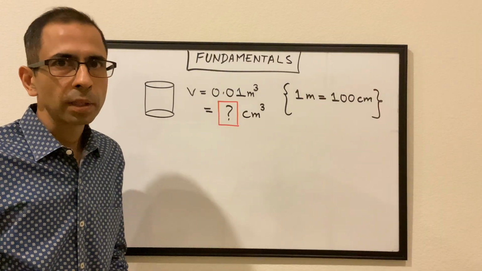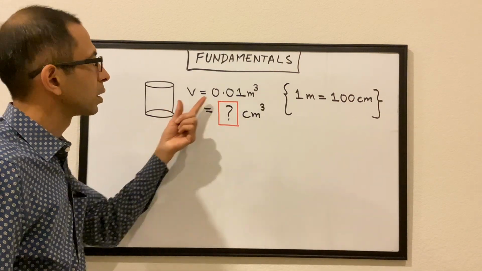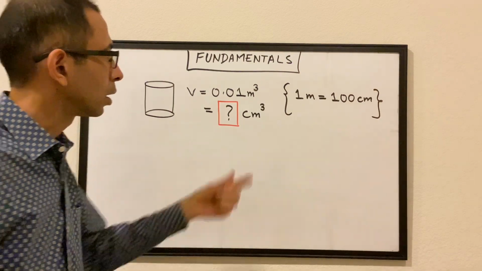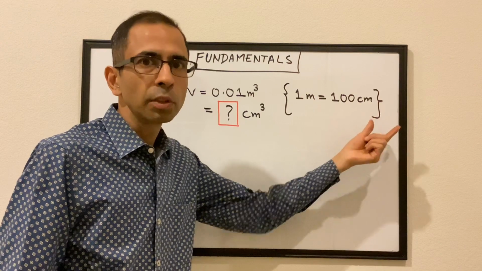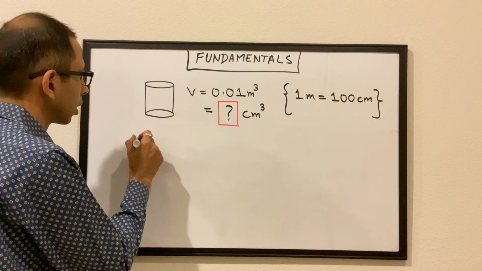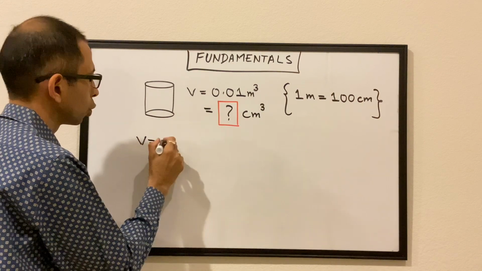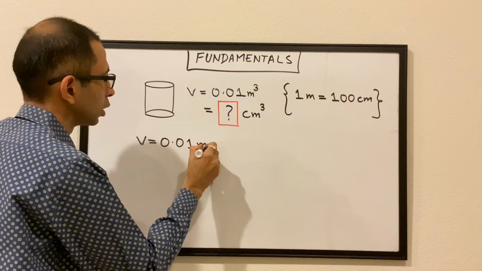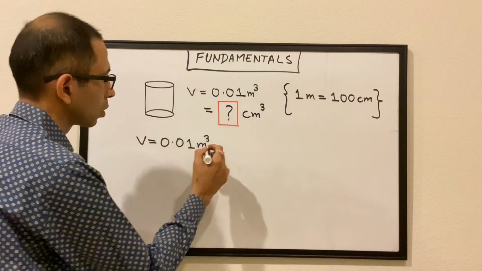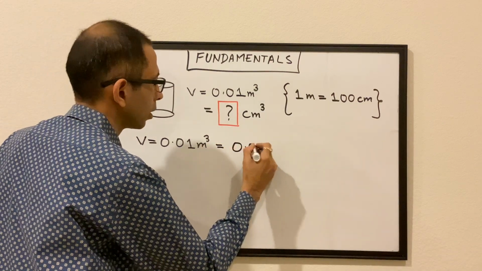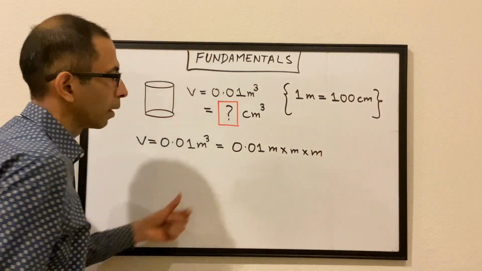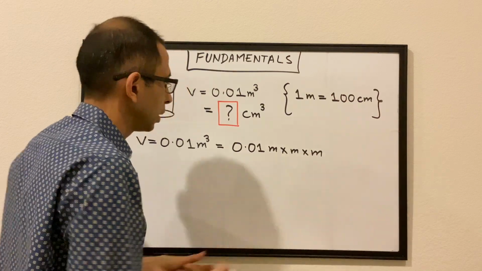Let's take another quick example. Let's say we have a cylinder whose volume is given to be 0.01 meter cube, and we have to convert that into centimeter cube. And 1 meter is equal to 100 centimeters, which is given to us. Again, with the same logic as we saw in the previous example, the volume is given to be 0.01 meter cube. Now, meter cube is nothing but meter times meter times meter. So we can actually write it like this: meter times meter times meter. Now essentially we have to convert each of these meters into centimeters.